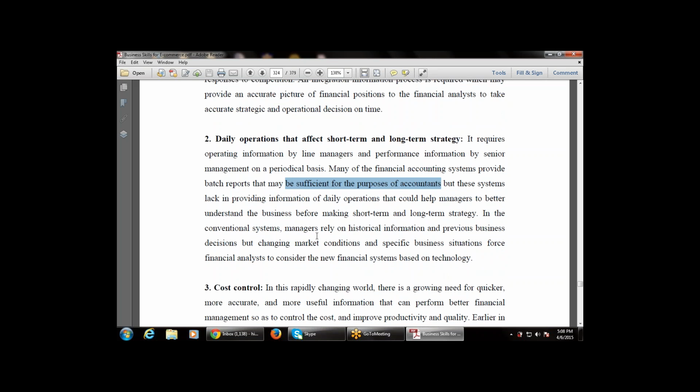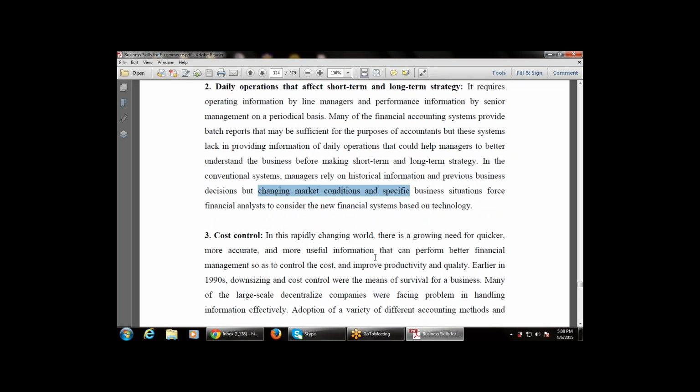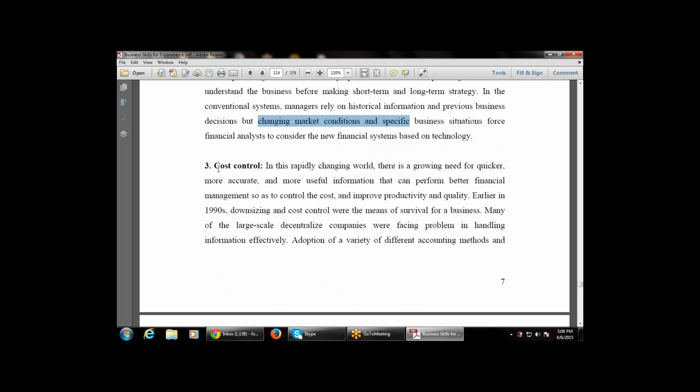So in the conventional system, management relies on historical data, but the demands are changing. Now most of the analysis is using the new technology, the new concept, that is the internet network, for their daily or historical information. Next, cost control, that is also a financial management term. So the internet is used in financial management as a tool so as to control the cost, improve the productivity and the quality.